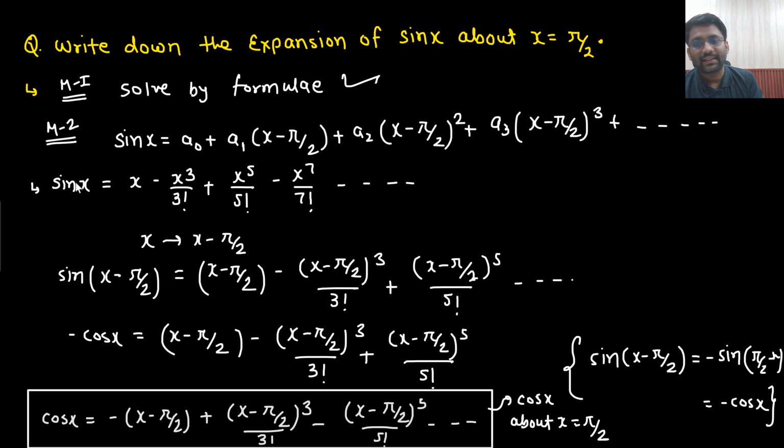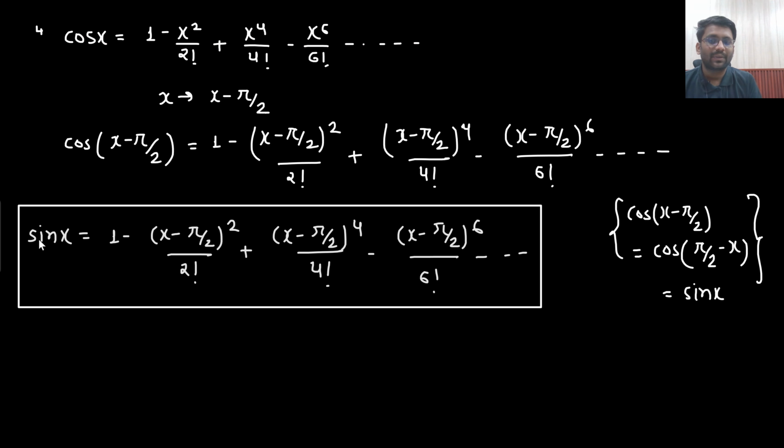It's not that, sir, they are asking sin x, so first I will write down the expansion of sin x only. You need to see what angle it is. The angle is π/2. If the angle is π/2, then think: cos(x − π/2) will give me sin x. So first I write down the expansion of cos x, which I already know. Then x − π/2 will give me sin x. This is the answer. Is that clear to you?